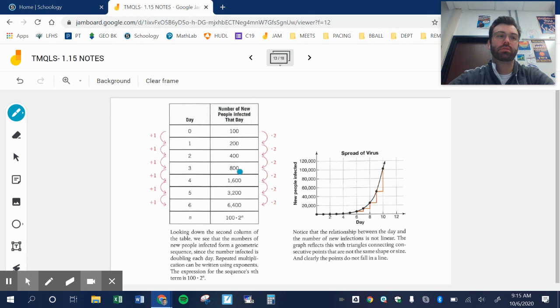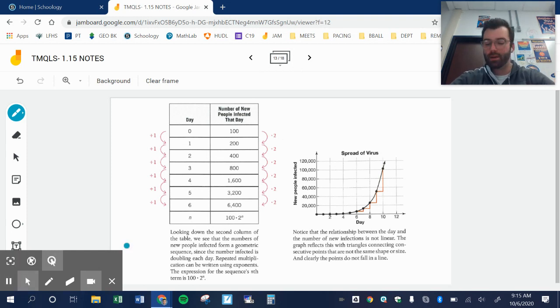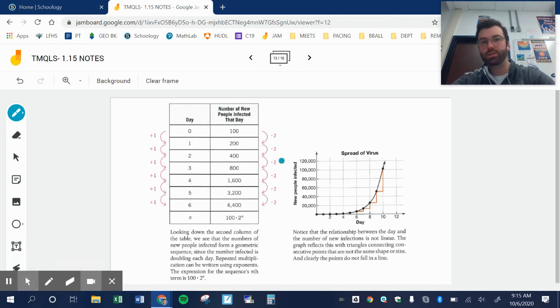If I divide 3,200 by 1,600, I'll get 2. If I divide 1,600 by 800, I'll get 2, and so on and so forth. That is not a common difference, a common ratio. I apologize for that. The ratio is 2. You can see by looking at the graph that this is exponential because it jumps up in a hurry. Obviously linear would be a straight line. Exponential is a curve.